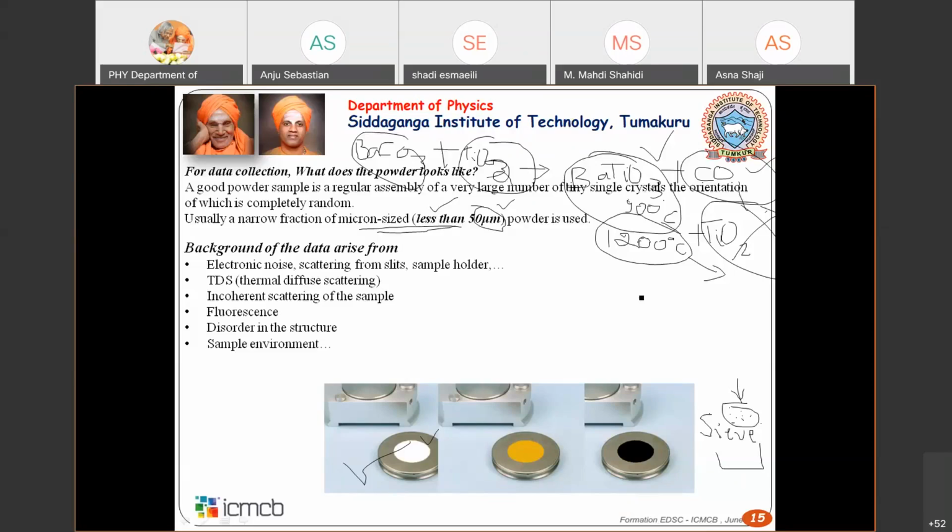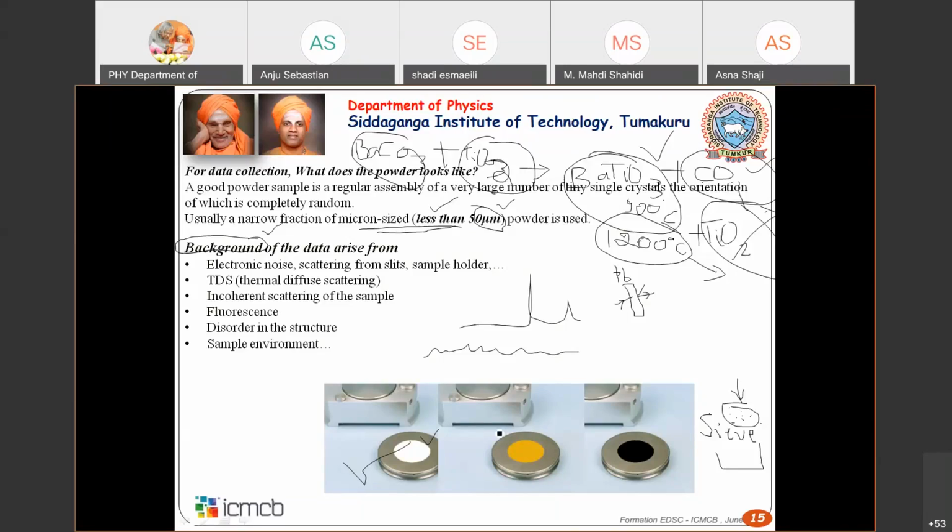So normally, if you have fluorescence, then what happens? This background is going up instead of going straight. Okay, and it will also have a lot of scattering. This we saw when I was explaining the diffraction. Okay, so this is one of the ways to reduce this fluorescence. The second way is if you have some other X-rays, like instead of copper, if you have cobalt or molybdenum, you can use those kinds of X-ray source, and then you can actually reduce the fluorescence.